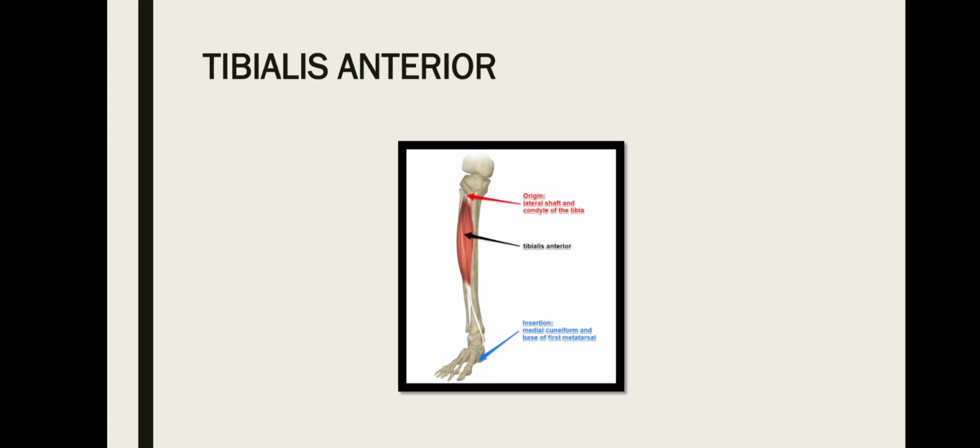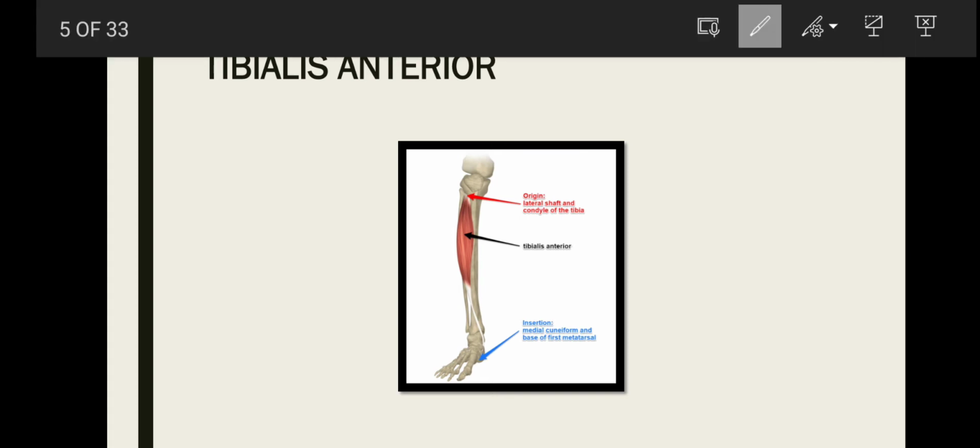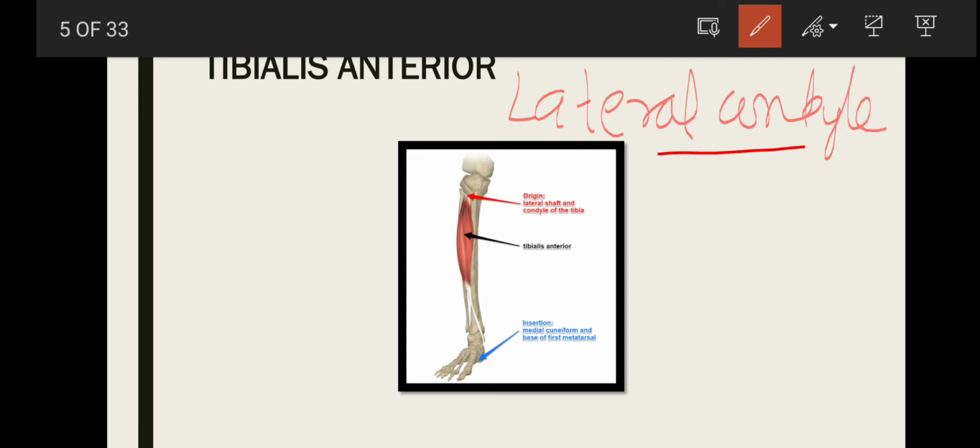Now, as it is named tibialis anterior, it takes its origin from the tibia. So, which part of tibia? It takes its origin from the lateral condyle of tibia. We know that there are two condyles for these bones, a lateral and a medial condyle. So this takes its origin from the lateral condyle of the tibia, and also from the upper two-third of the shaft of the tibia.